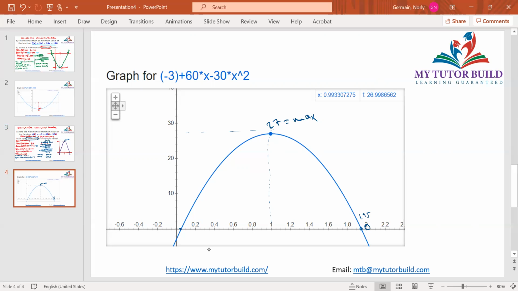So it opens down with a maximum. If it opened up, you would have a minimum. Watch the previous video to see where we obtained a minimum. In this example, we obtained a maximum, with the maximum value 27.